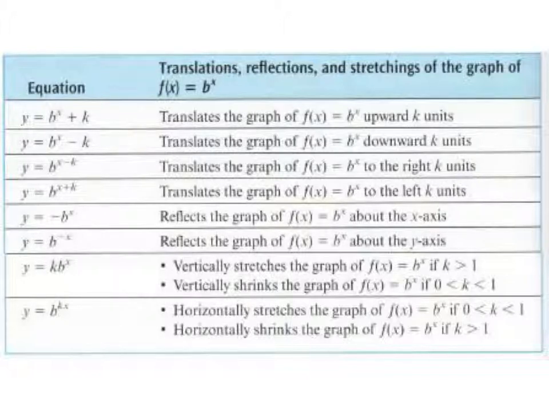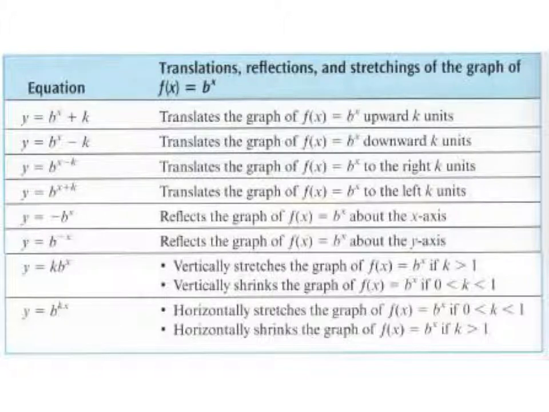If we multiply the whole exponential, so the base and the exponent, by a value k, that's going to vertically change our graph. It'll vertically stretch the graph if we multiply it by something greater than 1. It will vertically shrink the graph if we multiply it by something between 0 and 1. And finally, if we multiply our variable in the exponent, that's going to horizontally change our graph. It'll horizontally stretch it if we multiply it by something between 0 and 1, and horizontally shrink it if we multiply it by something greater than 1.